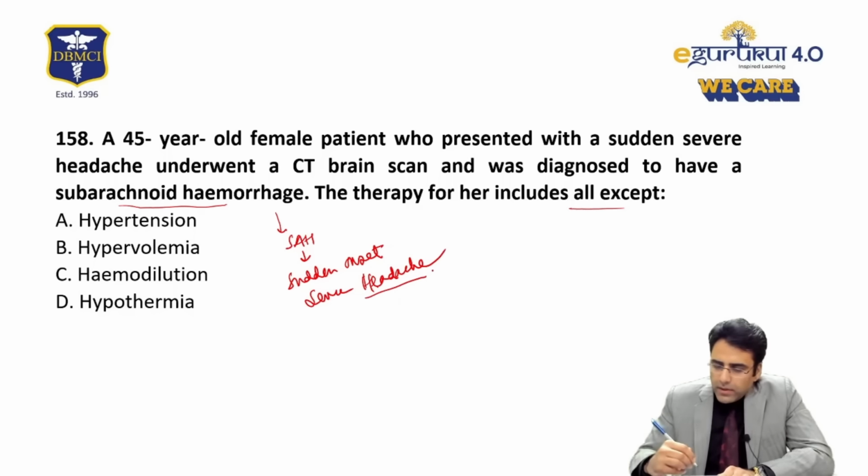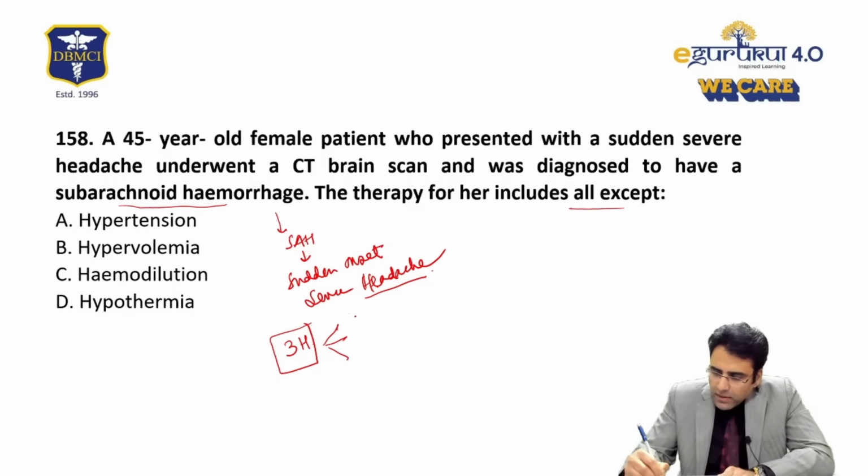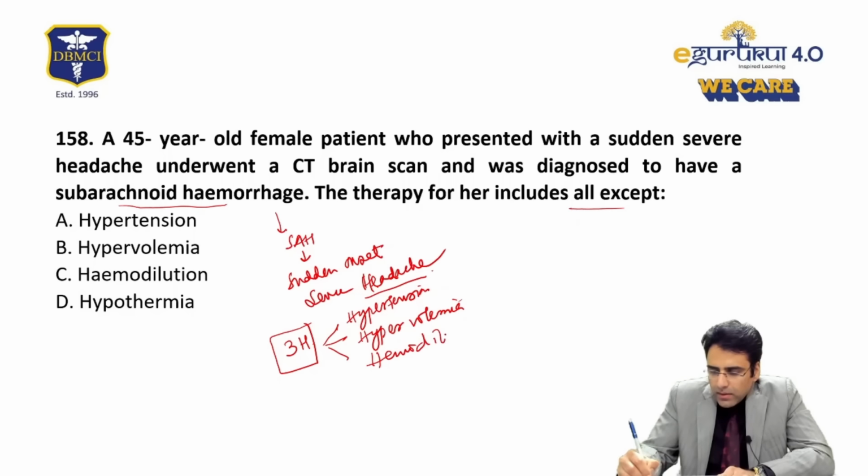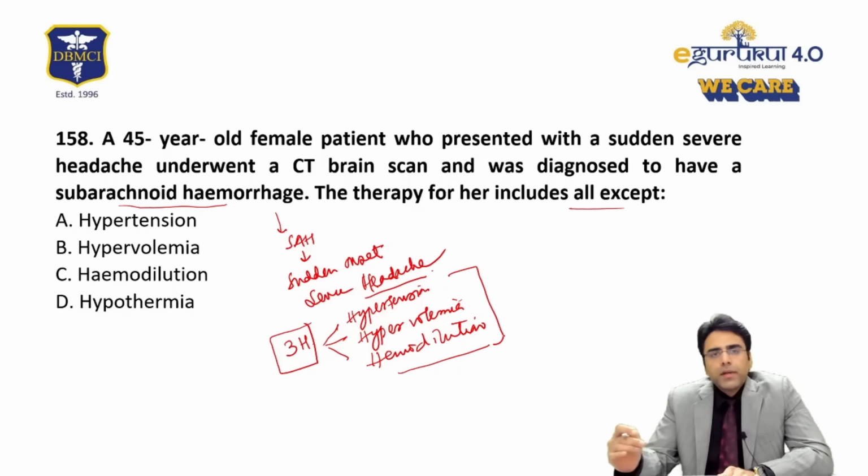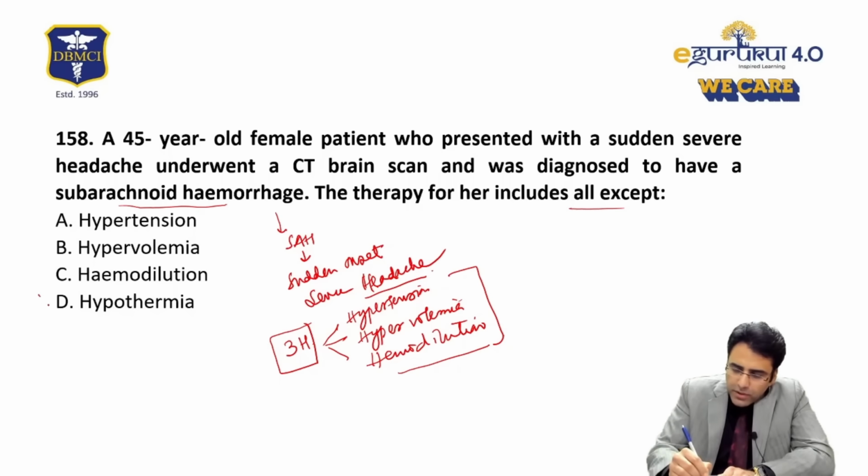Clear? Now in this, the therapy, we have 3H therapy, which is used in subarachnoid hemorrhage. It comprises of what? We have hypertension, hypervolemia, and hemodilution. So these 3H therapy, it is included in subarachnoid hemorrhage, whereas hypothermia is not included.